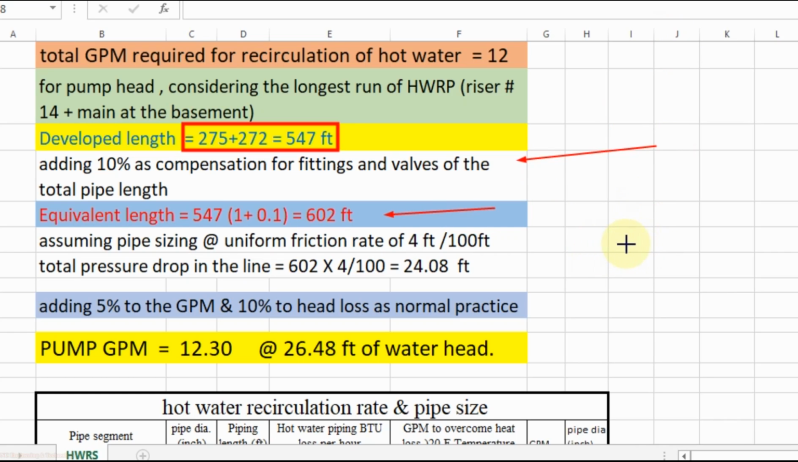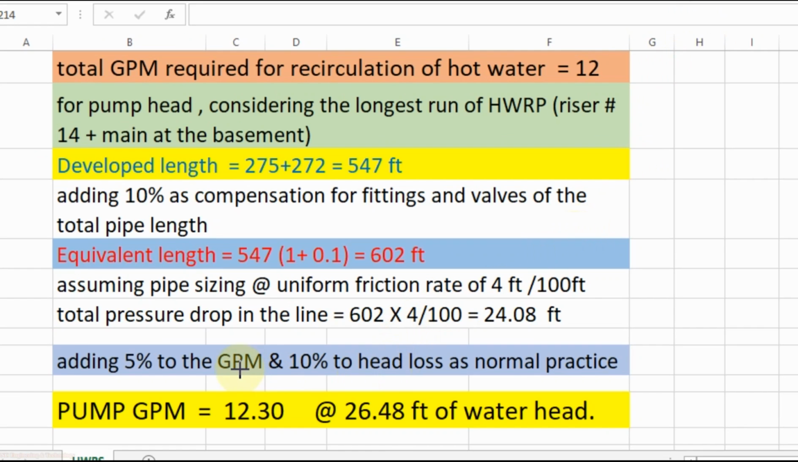Assuming pipe sizing at uniform friction rate of 4 feet per 100 feet, the total pressure drop in the line will be equal to 24.08 feet. Adding 5% to the GPM and 10% to the head loss as safety factor, we have selected our hot water recirculation pump with GPM 12.30 at the rate of 26.48 feet of water head.